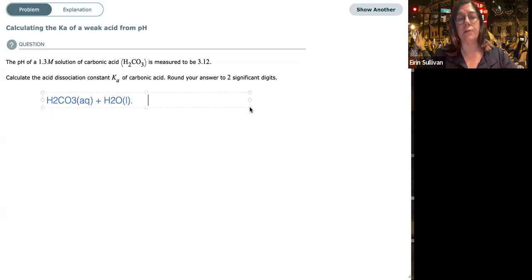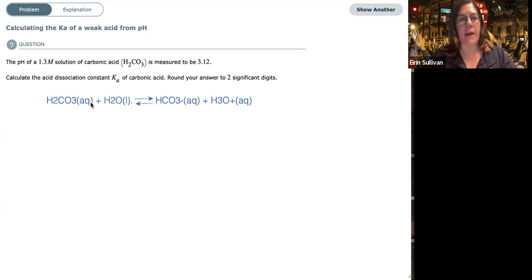So as always, you should write out the ionization of your weak acid. So this is our carbonic acid. If that donates an H+, you're going to get the bicarbonate or hydrogen carbonate ion as its conjugate base. And then donating a proton to water will give you the hydronium ion, and it's the concentration of that hydronium ion at equilibrium that is going to give us our pH.